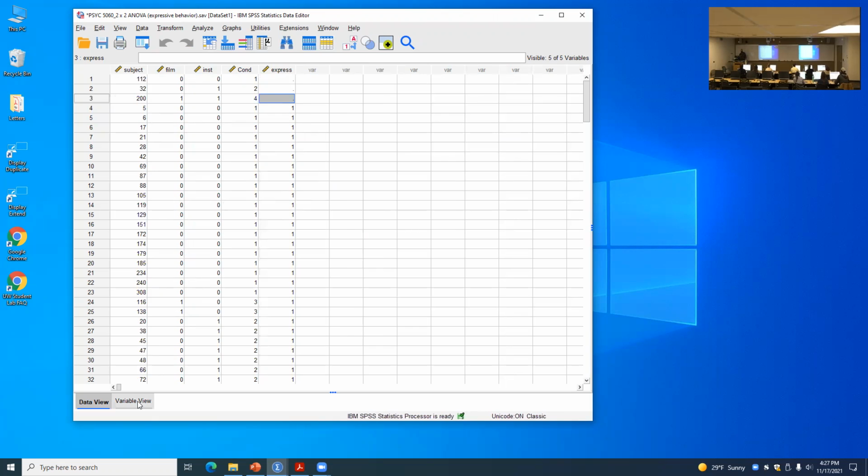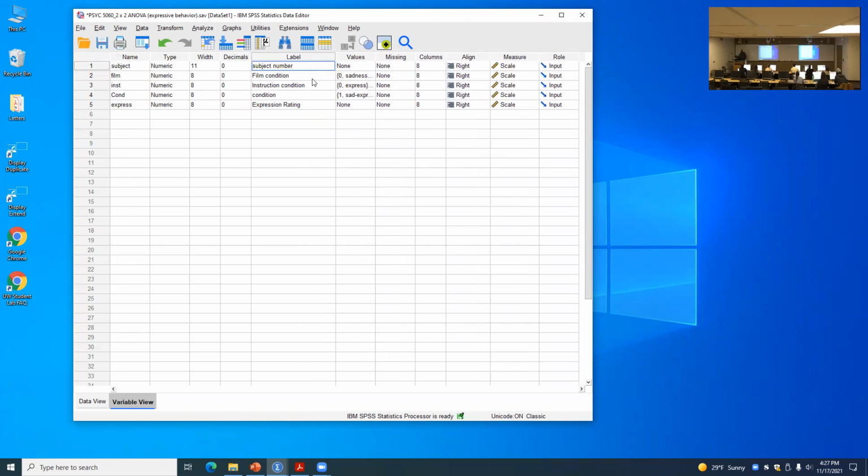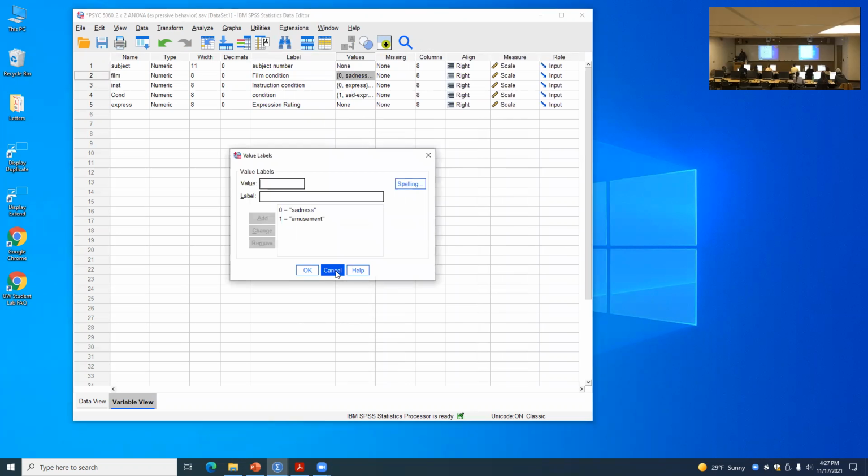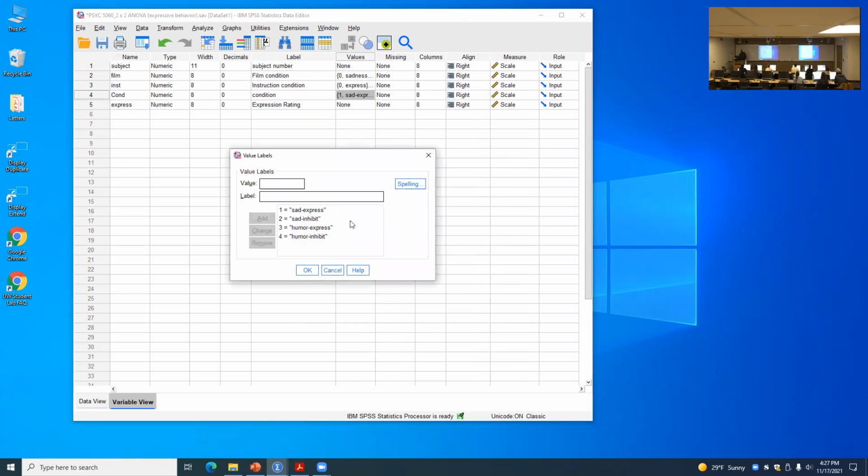But if we first go down and take a look at my variable view, it looks like we've got our participant number, film condition, sadness, amusement, instruction condition, express, withhold. And then I've got this other condition here: sad express, sad inhibit, humor express, humor inhibit. What's that about?